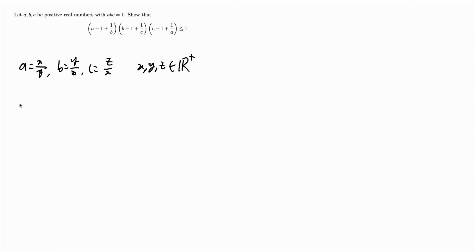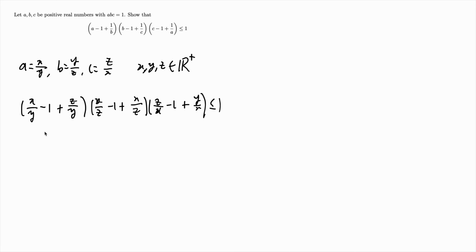So writing it like this, we get y over z over y over z minus 1 plus x over z, lastly 1 plus y over x. Now the problem is when we write it like this, a equals this, then everything is flipped here. So it becomes y over x, y over z, and this becomes z over y and z over x.